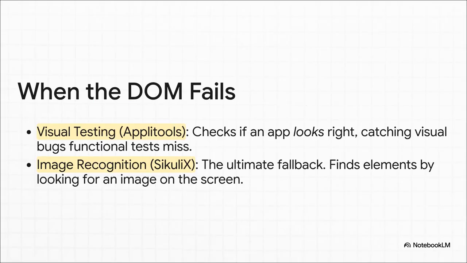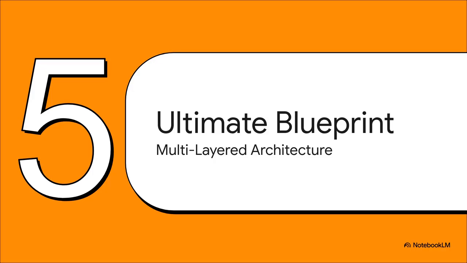So what happens when you run into that last stubborn 5%? The elements that are just impossible to grab with the DOM? Well, for that, we have our trump cards: visual testing and image recognition. These are incredibly powerful allies for ensuring you have complete quality coverage.